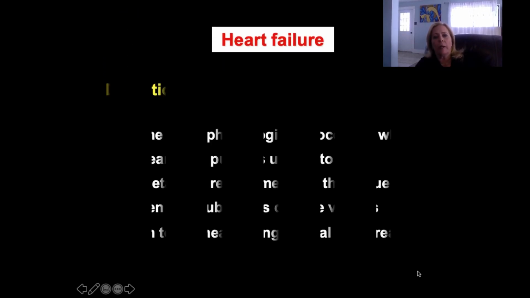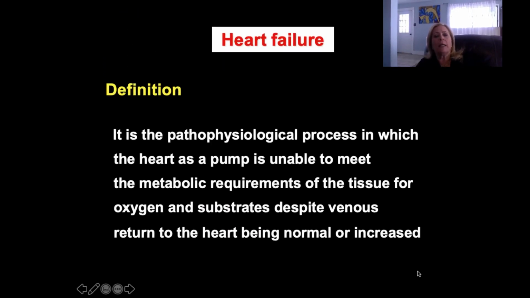So heart failure, the definition is, it is the pathophysiological process in which the heart, as a pump, is unable to meet the metabolic requirements of the tissue for oxygen and substrates despite venous return to the heart being normal or increased. And basically what that means is the heart itself is not able to do what it's supposed to do. Everything else being equal, the heart is failing.